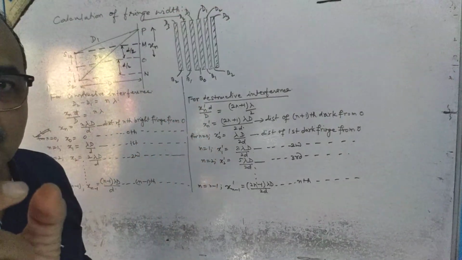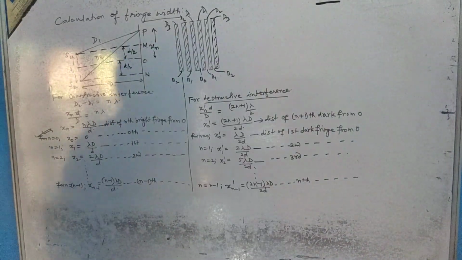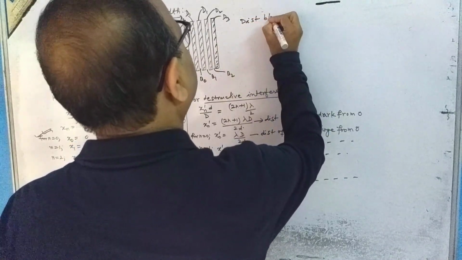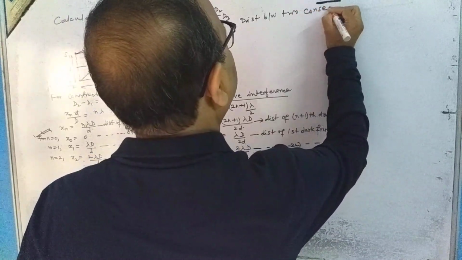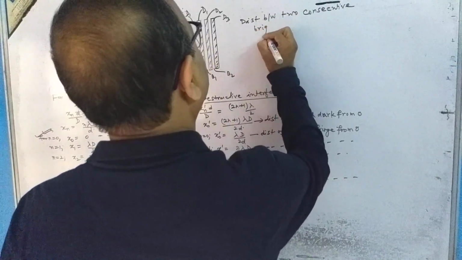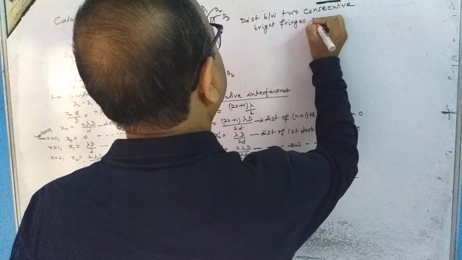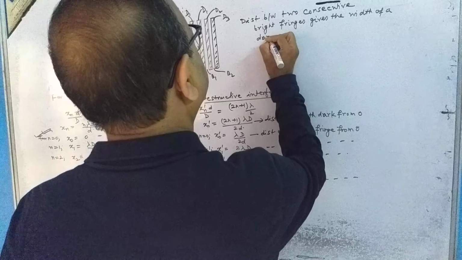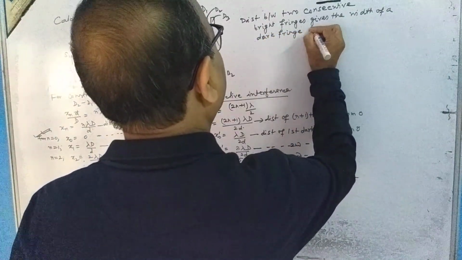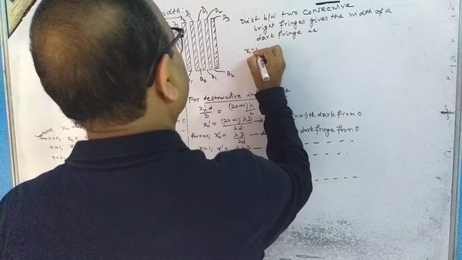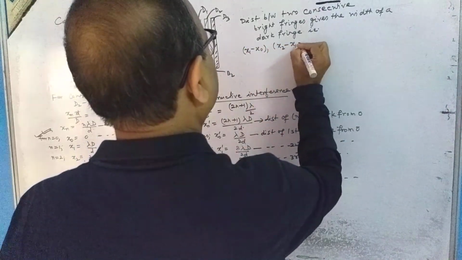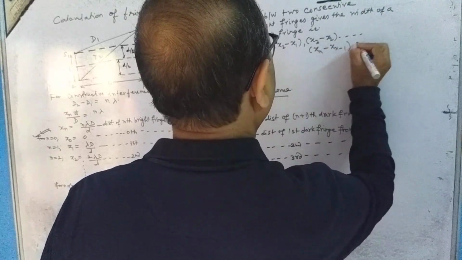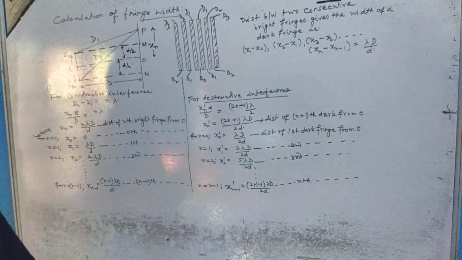Okay, and in between, how to find out the width? That means, can I write here: the distance between two consecutive bright fringes gives the width of a dark fringe. That is x1 minus x0, x2 minus x1, x3 minus x2, dot dot dot, xn minus xn minus 1, and all will be equal to lambda capital D by small d.